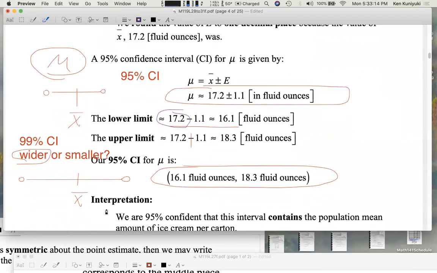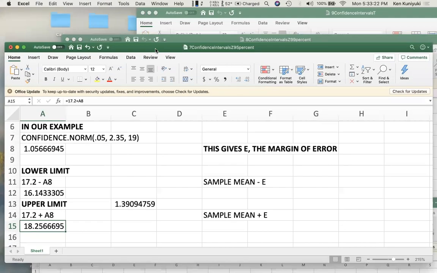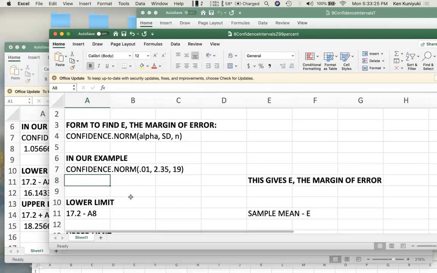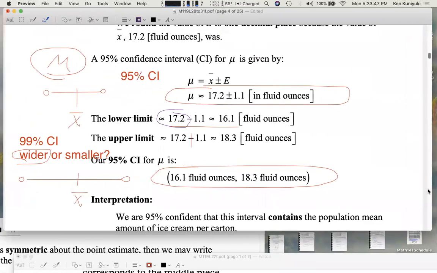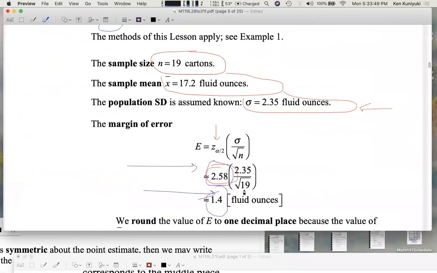Remember, how is the 99% confidence interval different? It's going to be wider. The 99% confidence interval will be wider than the 95%. Let's check that over here. The margin of error is going to be bigger. Confidence.norm. Alpha is 0.01. If the confidence level is 0.99, then alpha is 0.01. Same standard deviation, sigma, same n. And we get about 1.4. Remember, that was the margin of error we got for the 99% confidence interval, 1.4 fluid ounces.